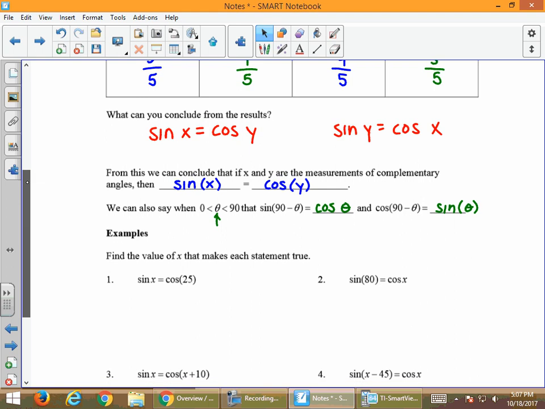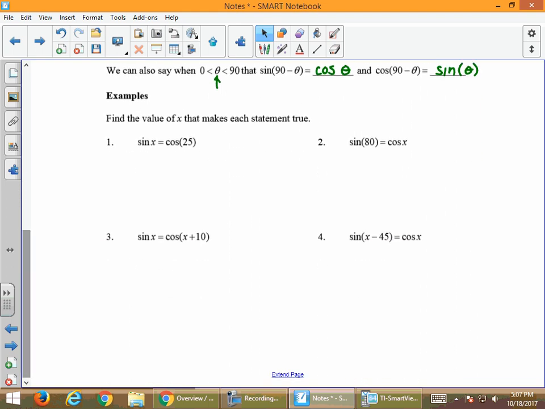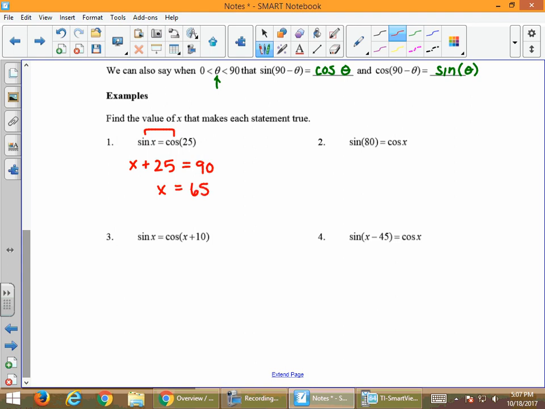So how does that help me in my examples? I'm going to do number 1 with you. This says that the sine of one thing is equal to the cosine of another thing. The only way this is true is if x and 25 are complements, if they add up to 90. They have to add up to 90. So x plus 25 has to equal 90. I can subtract 25 on both sides. So x has to be 65.